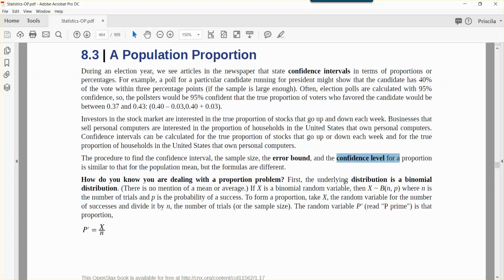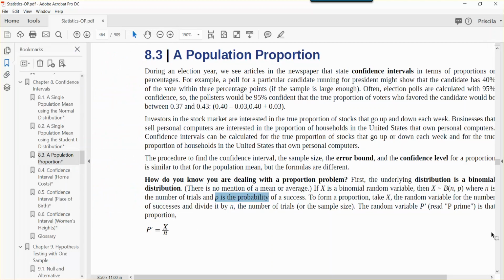First, the underlying distribution is a binomial distribution. What does it mean to have a binomial distribution? There is no mention of mean or average. Moreover, remember from the beginning of the course, we did go over binomial distributions where we would see it like this, where n is the number of trials and p is the probability of success.